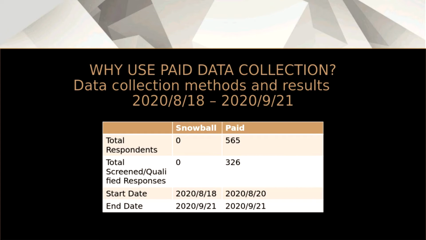With paid survey data collection, I ended up collecting a total of 565 respondents. Of those, after sorting through and removing those who didn't pass the screener, so they opened the survey technically, but when they were asked the consent and screener questions, like are you over 18, they screened out for whatever reason, there were 326. So in the same amount of time where I got 0 from snowballing and begging and pleading, with paid data collection I was able to get 326, which is adequate for the study design that I'm trying to do.